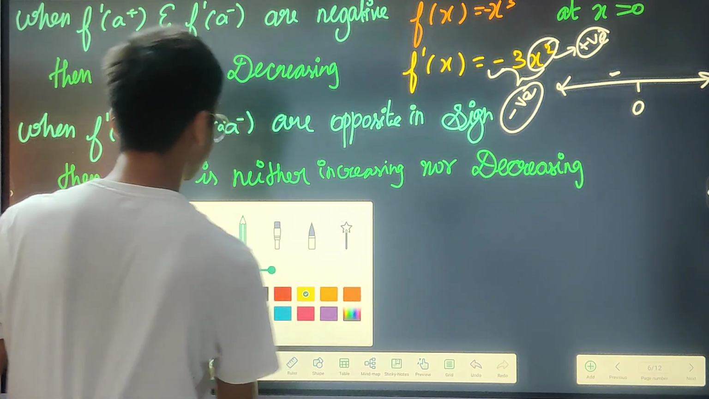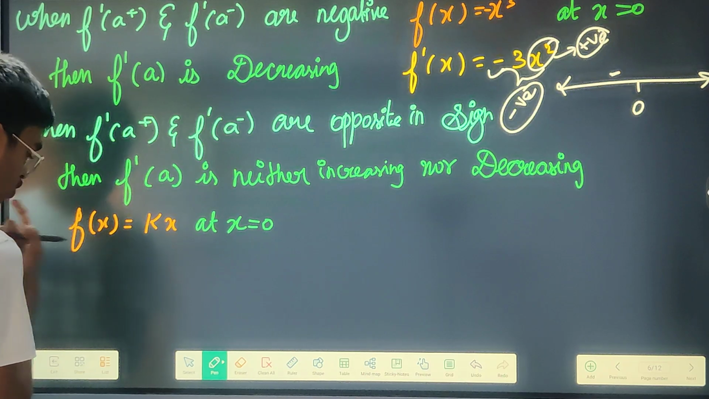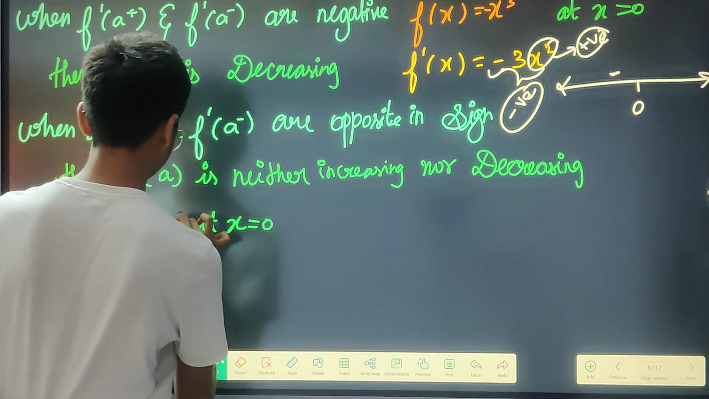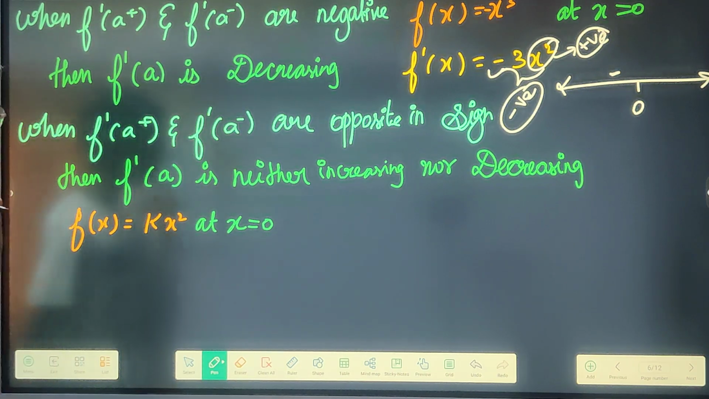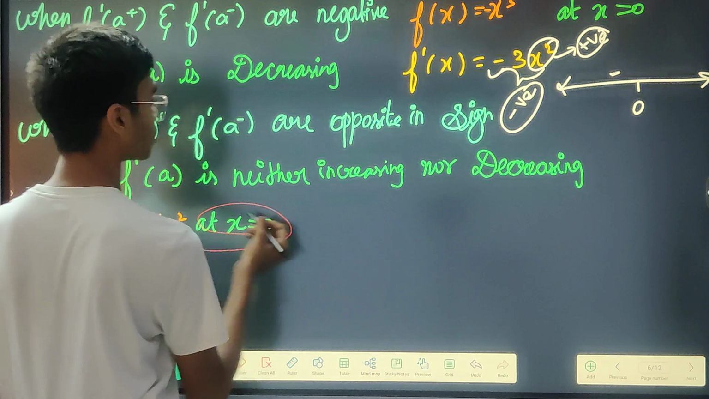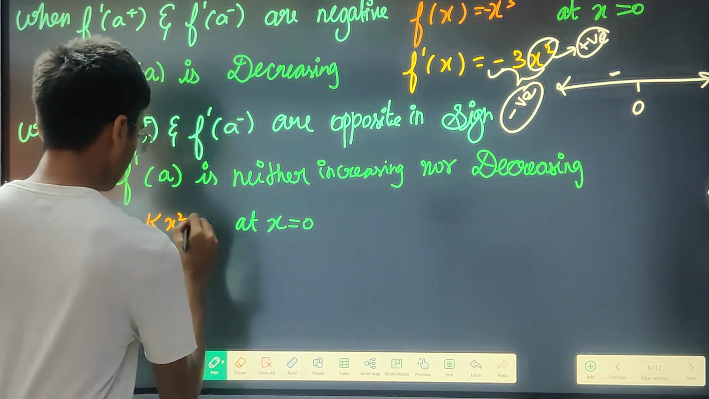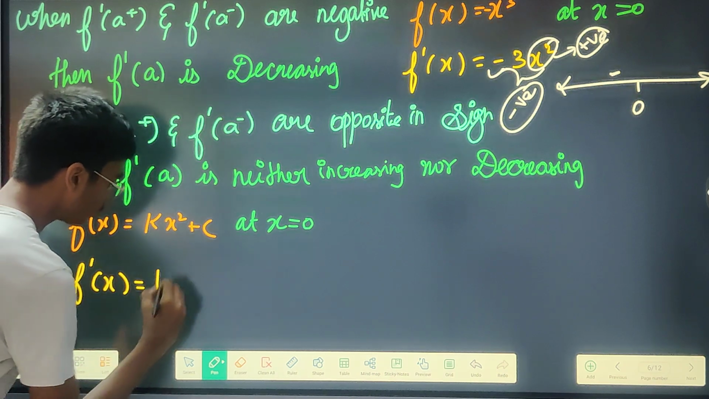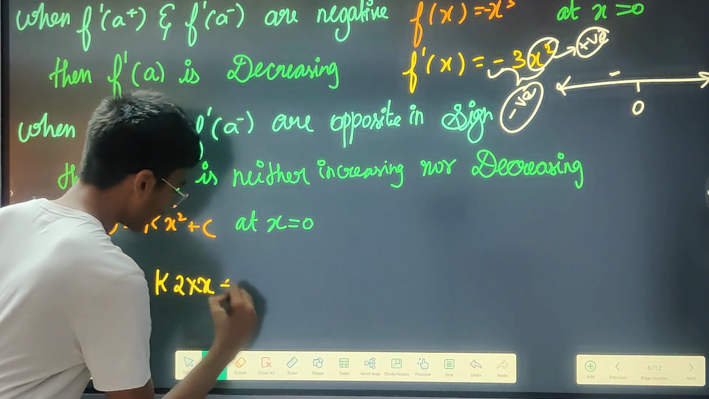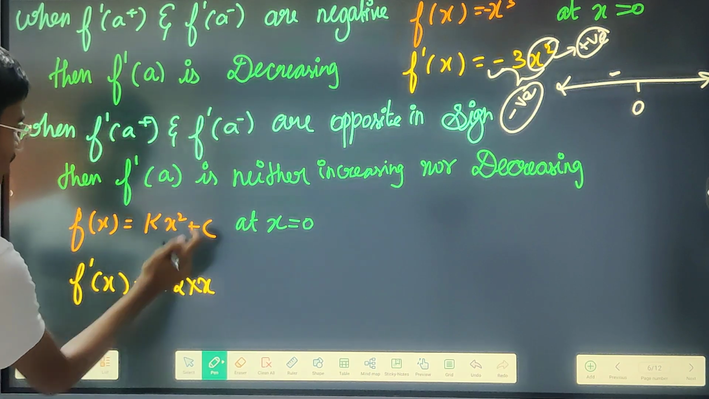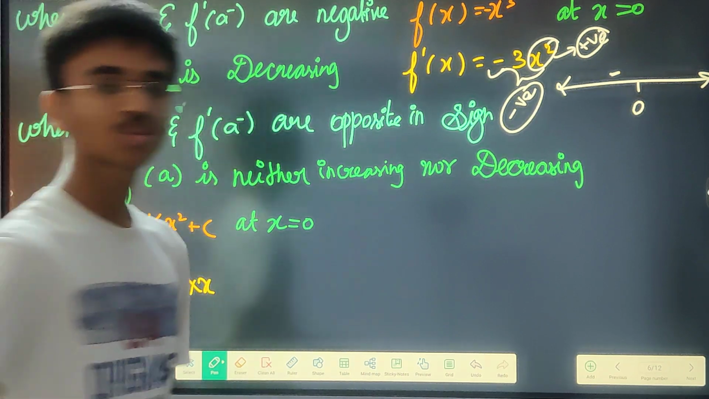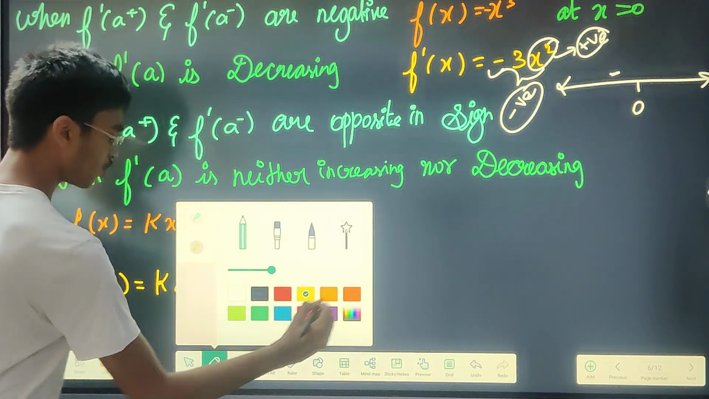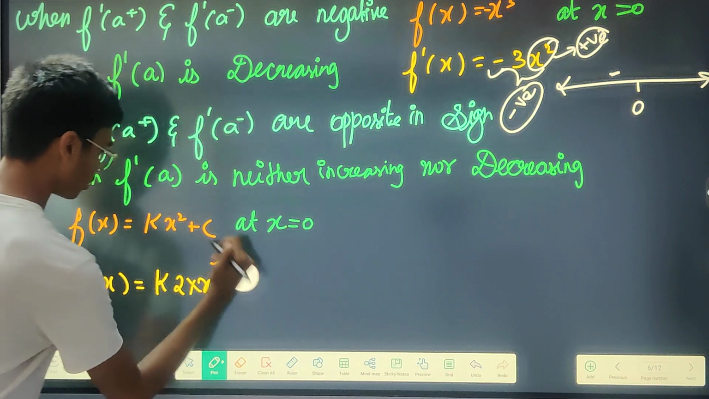So in that condition, what is your f dash x? Any quadratic equation you can have, but you can also have any constant plus any c. So f dash of x is equal to k2 into x plus 0. But the thing is that here this constant does not have any x. For example, you just take that f of x.